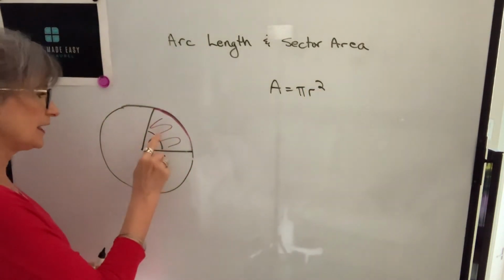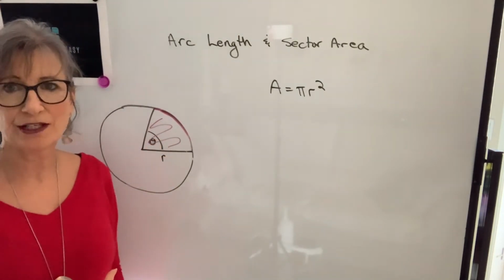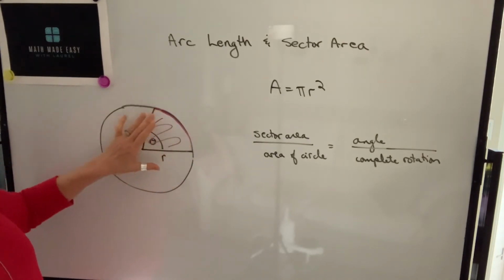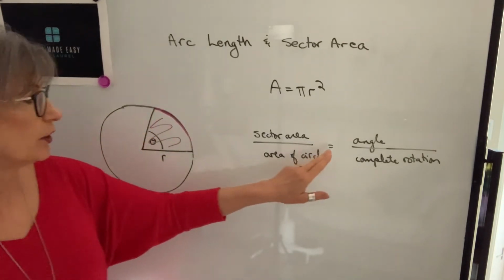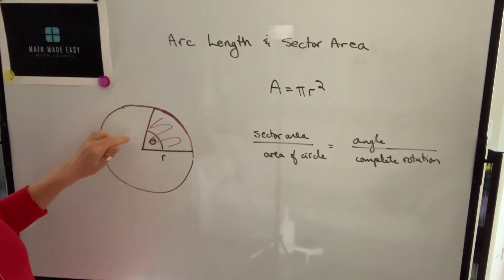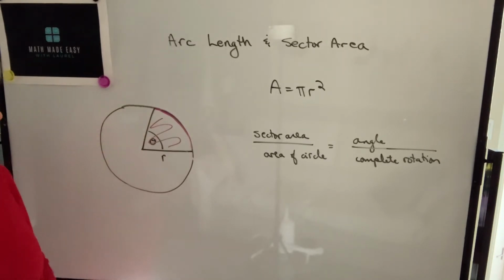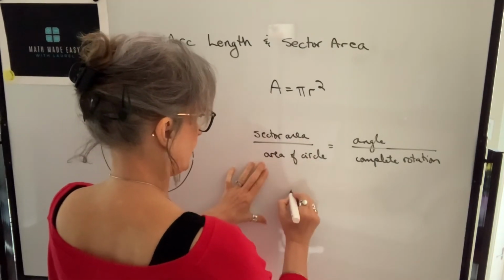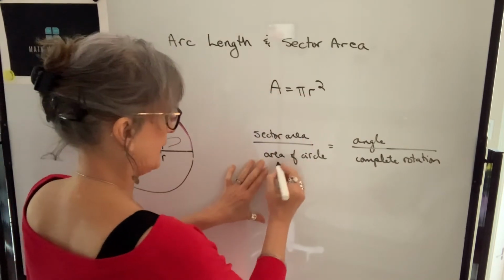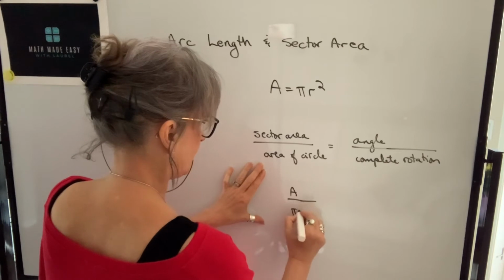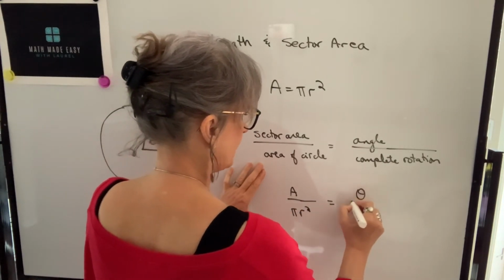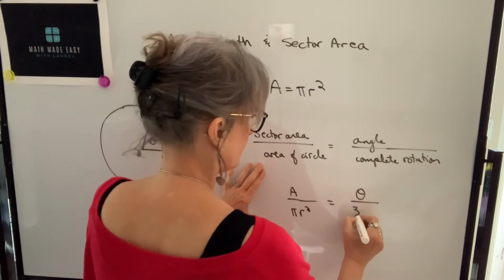In order to find the area of this sector, I'm going to use proportion again. That proportion will be the sector area to the total area of the circle will be equivalent to the ratio of the angle, theta, to the total revolution, which is 360 degrees. So I'm going to use the letter A for the sector area, not to be confused with the formula for the area of a circle. And then I'm going to put the area of the circle, which is pi r squared, and that will be equal to the ratio of my central angle to the complete rotation of 360 degrees.